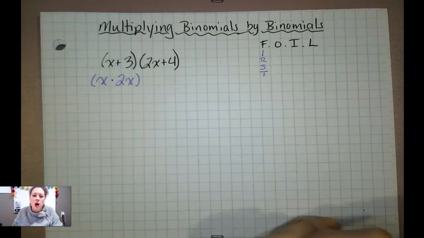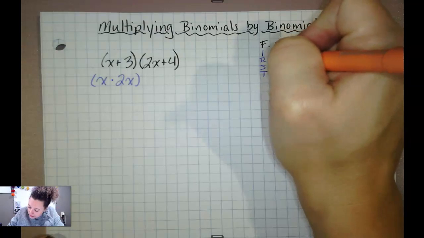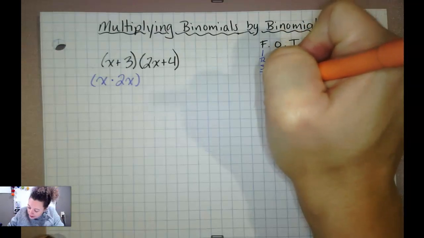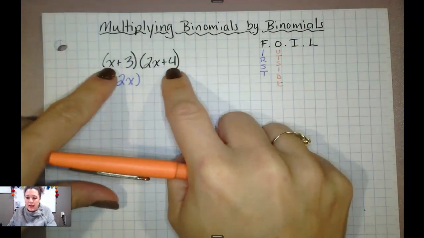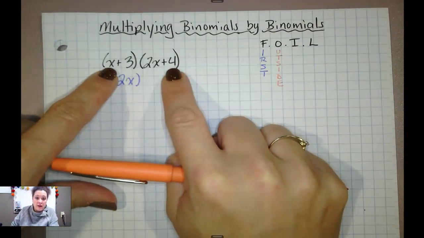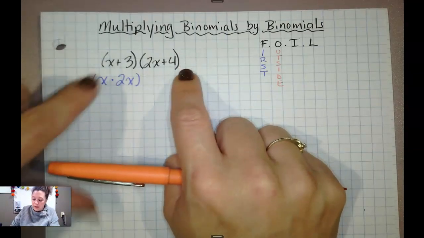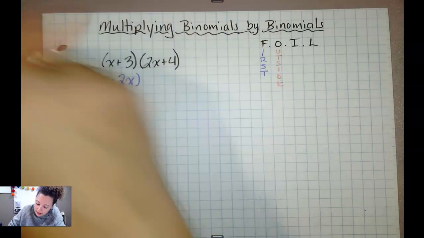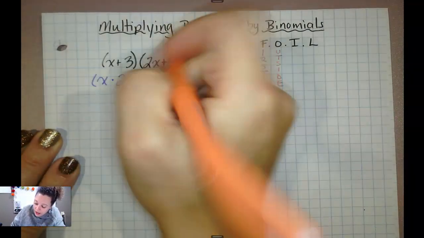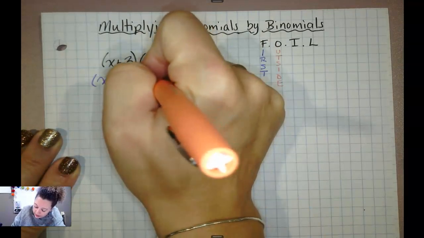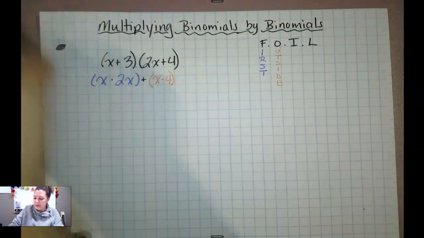Then we have O, and O stands for the outside. We're going to look at the outside terms in our polynomials. So x and 4 would be considered the outside, right? This is on one outer side and this is on the other outer side, the furthest left and furthest right. Then, like with the distributive property, we're going to add the product of x and 4 to our product here.